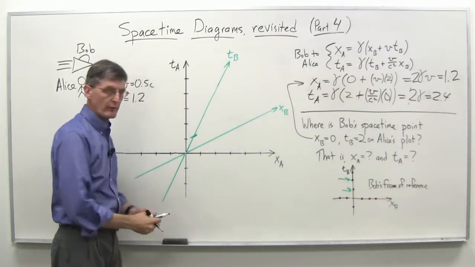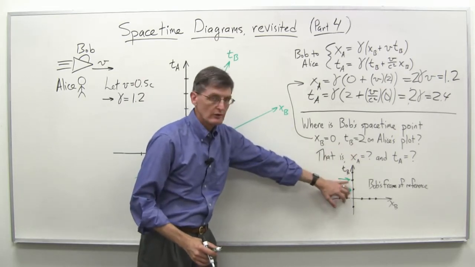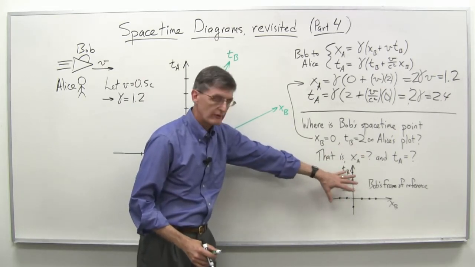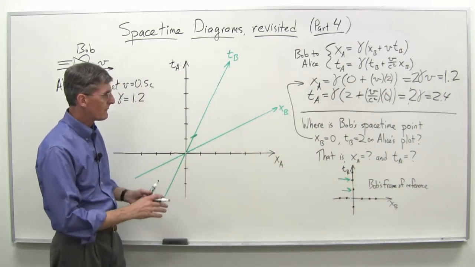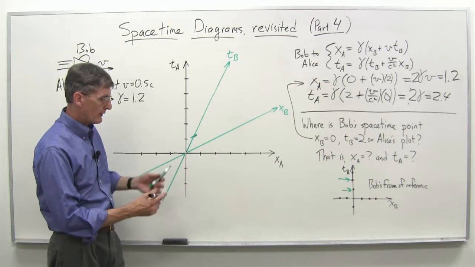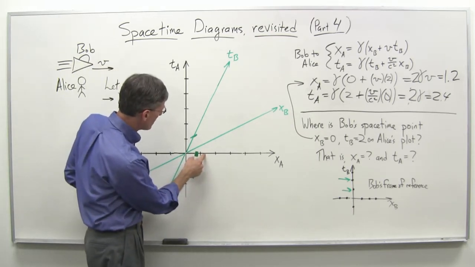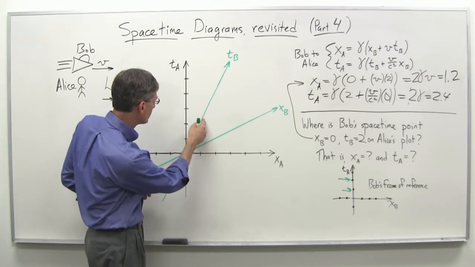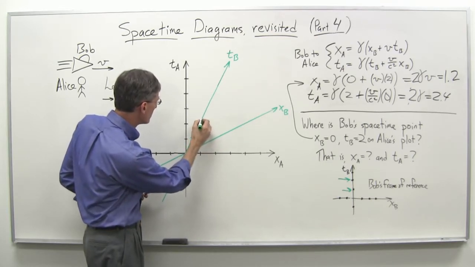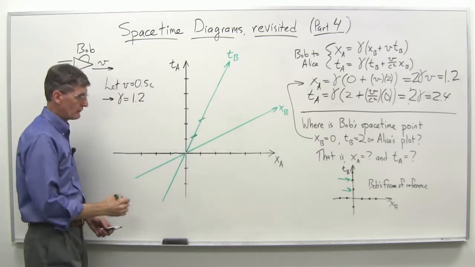So now we have another point. In other words, the point xb equals 0, t sub b equals 2, on Bob's plot for his frame of reference, transforms onto Alice's frame of reference into the point x sub a equals 1.2. So here's 1.2 approximately, and t sub a equals 2.4. So if we go up here, roughly speaking, it looks like it's someplace right around there. Okay, so that's that tick mark.